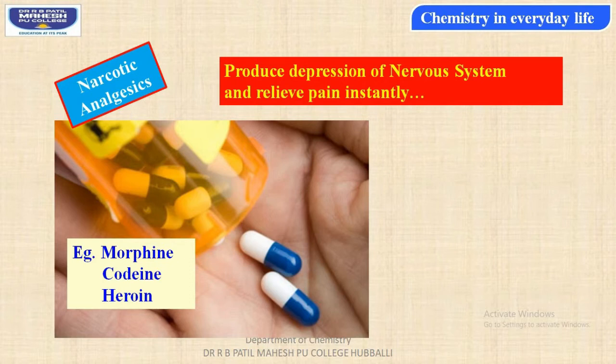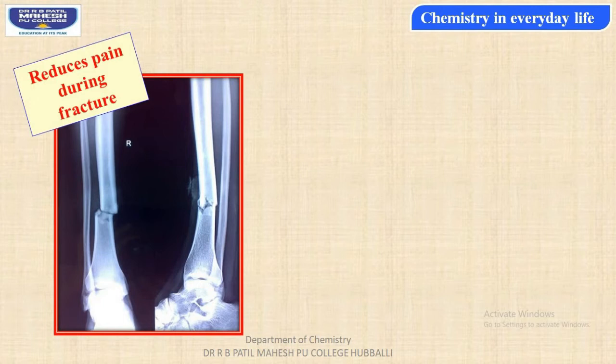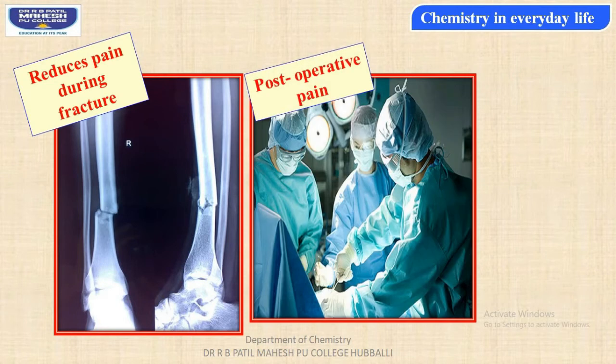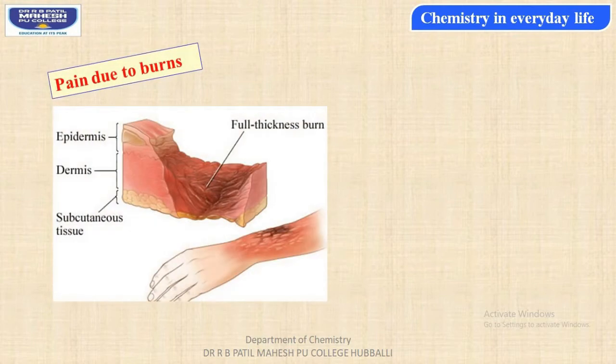Now students, the question arises, when do we consume the narcotic analgesics? The answer is that they reduce the severe pain during a fracture. After an operation, the post-operative pain can be reduced by the consumption of narcotic analgesics. And even the pain due to burns. In this case, both the epidermis and the dermis of our skin are severely damaged and the subcutaneous tissue of our body is exposed. Such severe pain can be reduced by the consumption of narcotic analgesics.